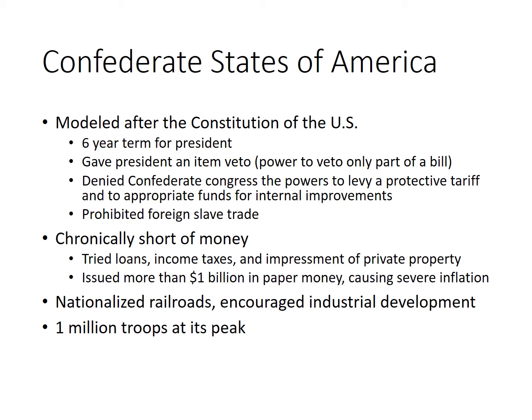Unfortunately, the Confederate States were chronically short of money. They tried loans, income taxes, and the impressment of private property. And they issued more than $1 billion in paper money, which caused severe inflation. They tried to nationalize railroads, which encouraged industrial development, and had 1 million troops at its peak.